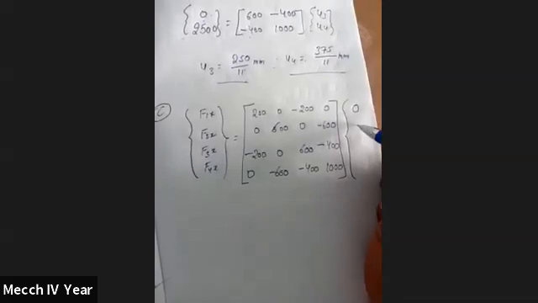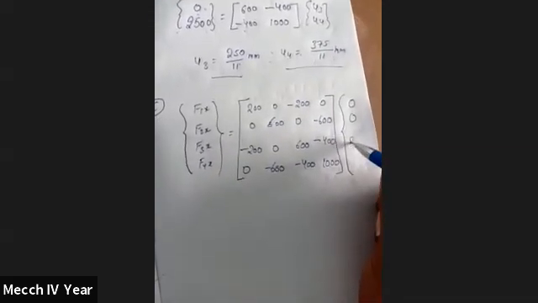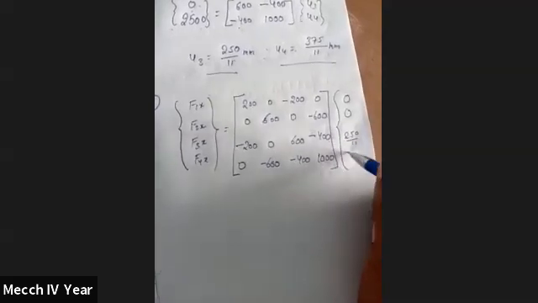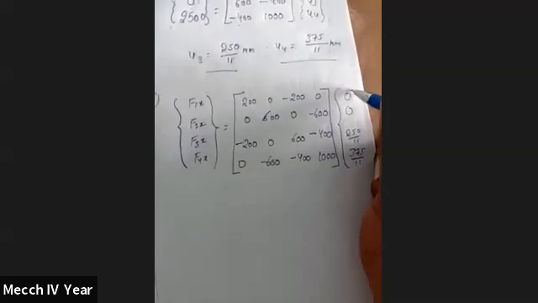This one is 0, this one is 0. Why? Because U1, U2 is 0. So U3 we already find. We can substitute this value, so U4 also we can find. So substitute that value.